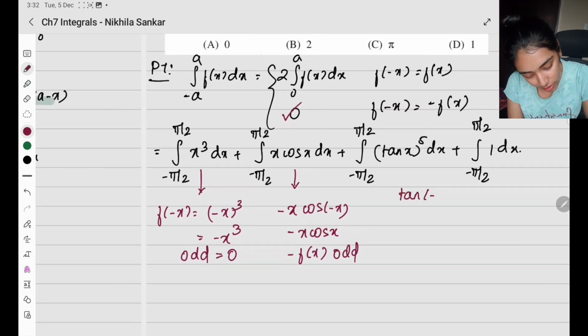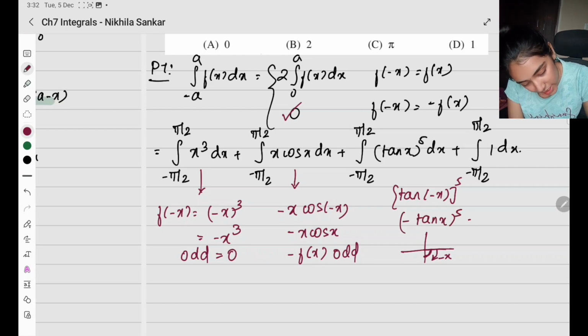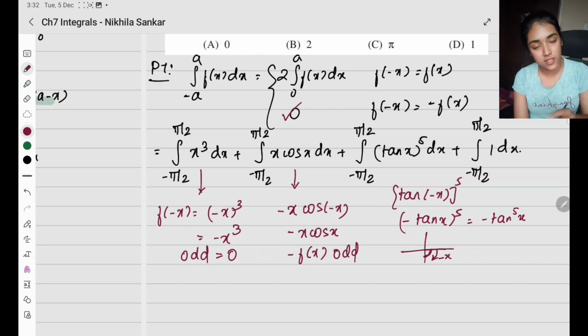I have to put tan of minus x the whole power 5. Tan of minus x, we are talking about the fourth quadrant. This is going to be minus x. So in the fourth quadrant, tan is not positive, it is negative. So minus tan x the whole power 5, which is going to be minus of tan power 5 x. So this is also an odd function.